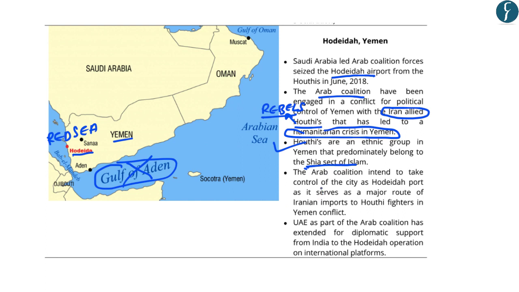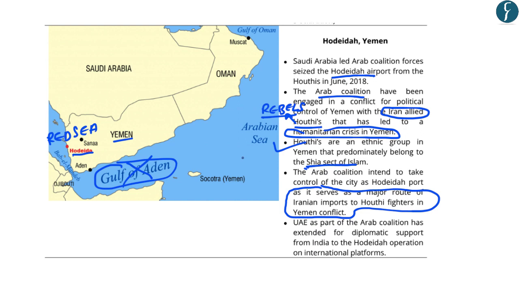It is because it serves as a major route of Iranian imports to the Houthi fighters in Yemen. So the Arab coalition wants to control this Hodeido airport in order to stop the support of Iran to the Houthi fighters or the Houthi rebels. So these are the important facts related to the Hodeido airport, and the location of Hodeido is important for us from prelims point of view.